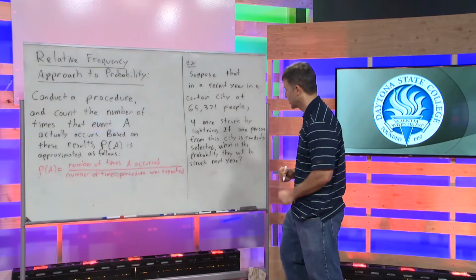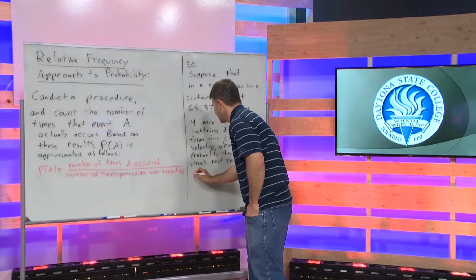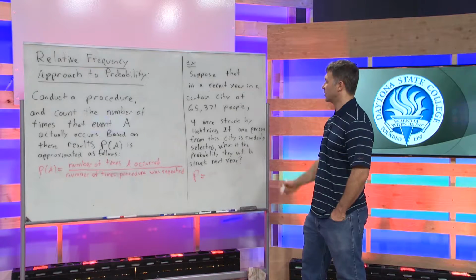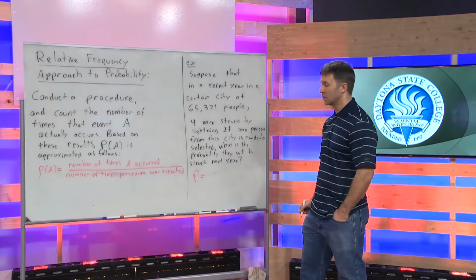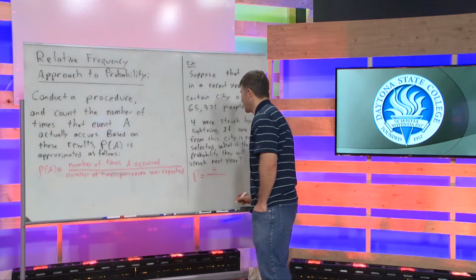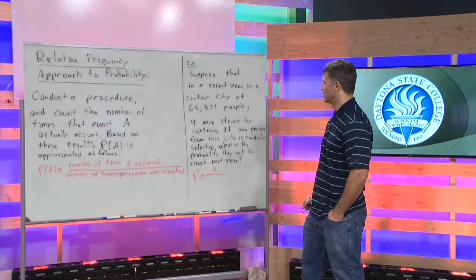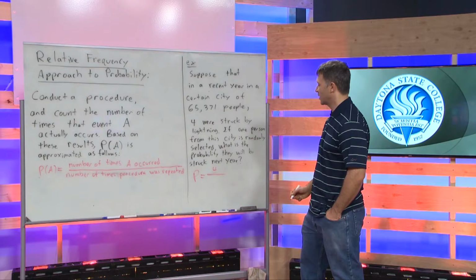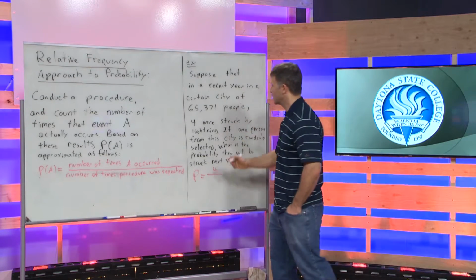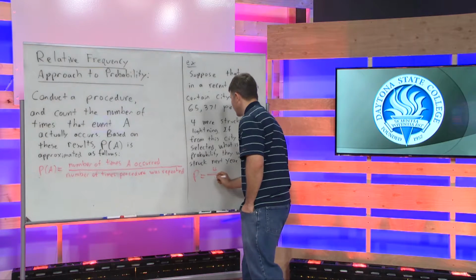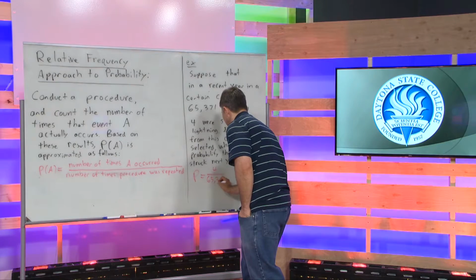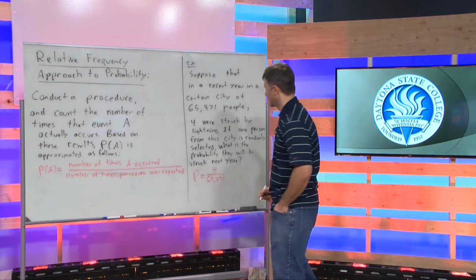So we're going to go like this. The probability P is going to be the number of people who were struck by lightning, which is 4, divided by the total number of people in the city. So the probability a randomly selected person will be struck next year is going to be 4 over 65,371. Okay, and that's the answer.